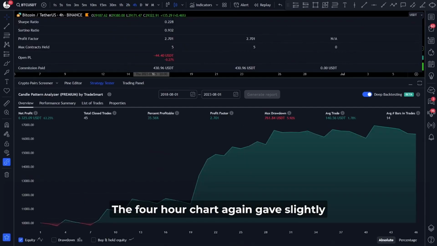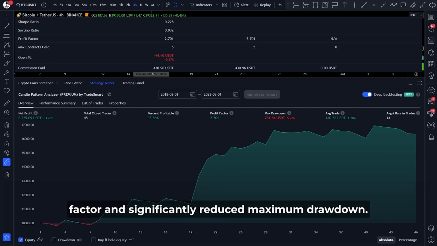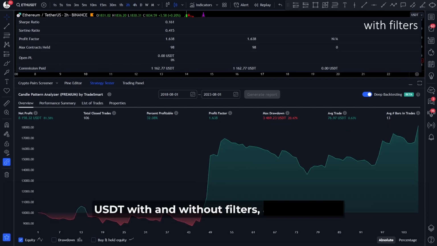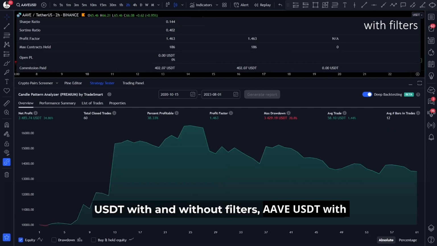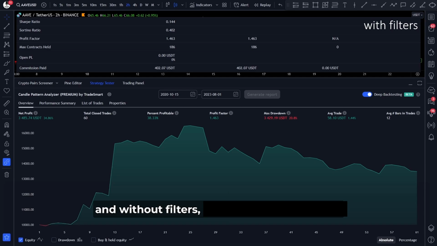The 4-hour chart again gave slightly less net profit, but a higher profit factor and significantly reduced maximum drawdown. Some other noteworthy crypto pairs are the Ethereum USDT with and without filters, AAVE USDT with and without filters.